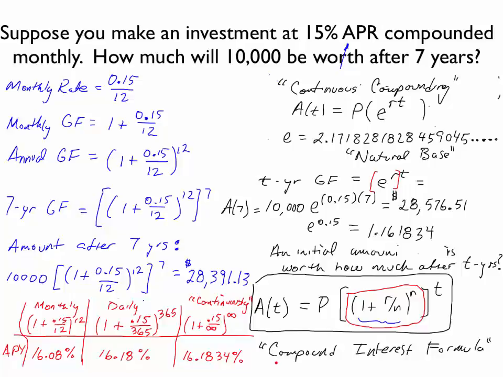Okay? So we see that the APY, the more you compound, the higher it gets, but then it levels off, and the maximum amount you can have for an APY is what you get when you compound continuously every moment. You can't do any better than that. And so 15%, the most it could be worth is if you compound continuously, and it would be worth 16.1834%, not any more than that.